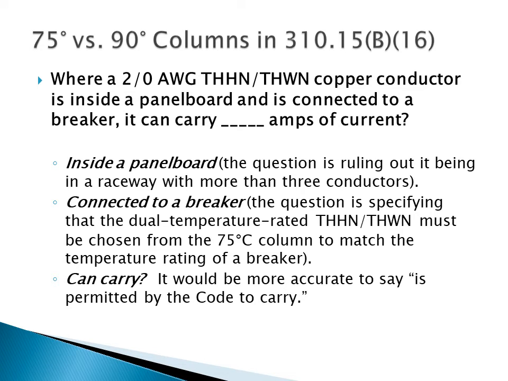Can carry. I'm not in love with those words in this question. It would be more accurate to say is permitted by the code to carry, because a THHN, THWN copper conductor can carry what the 90-degree column says it can. But in this scenario where we are tying it to a breaker, the code limits us to the 75-degree column. Okay, and there's our answer. 75-degree column, 2-aught gauge copper, 175 amps.